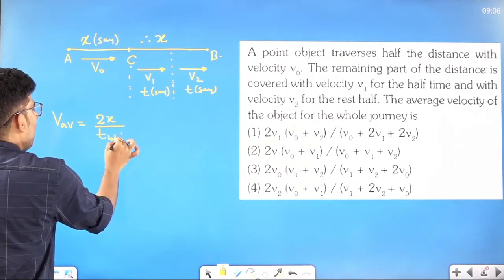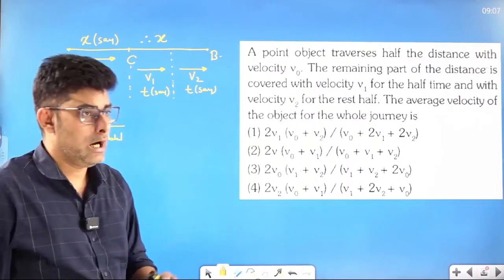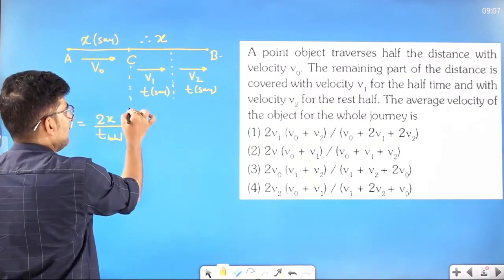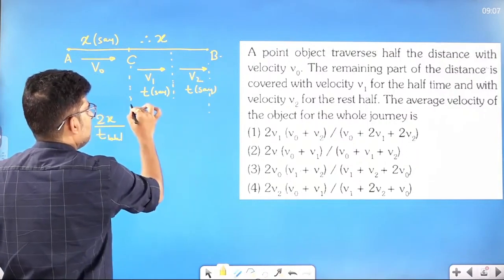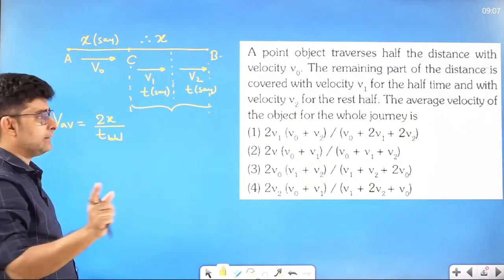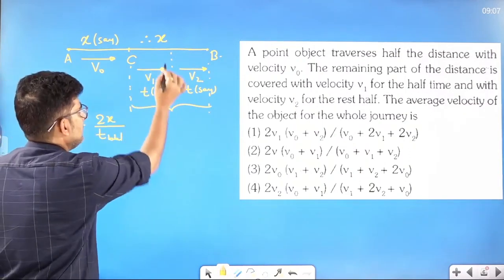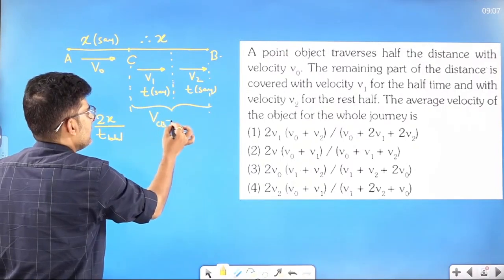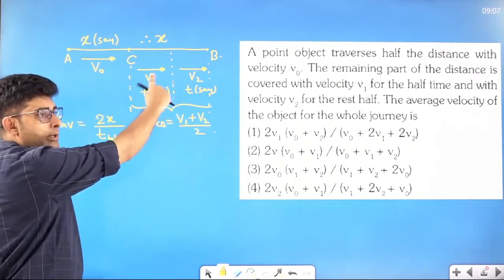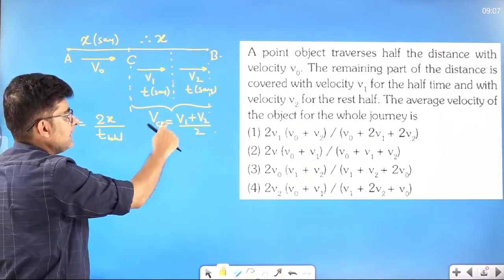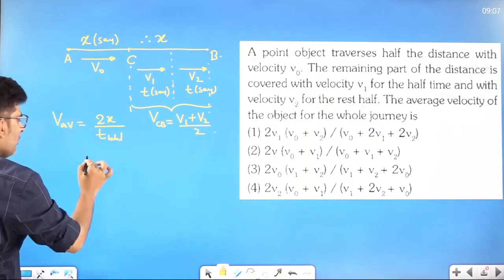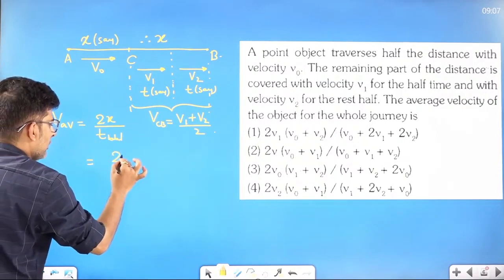Now how will you solve this in a very simple way? Since this part, from C to B, the time intervals are equal. I told you the method yesterday, if time intervals are equal, the average speed from C to B I can directly take as v1 plus v2 by 2. These two are equal times, so I can take the average as v1 plus v2 by 2. And what is the distance? x. Now let's write the average speed for the whole journey.